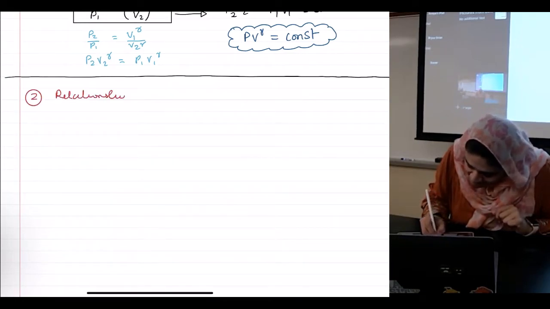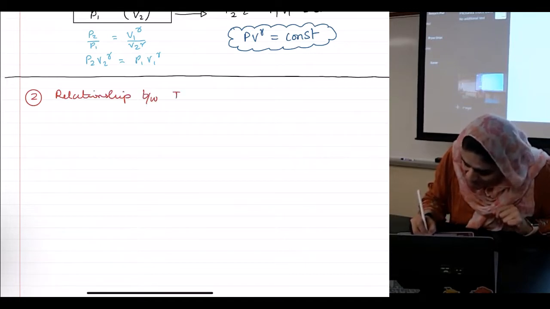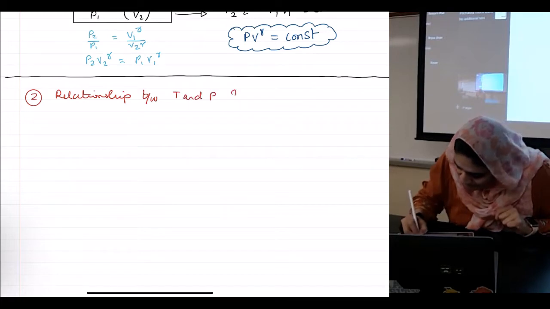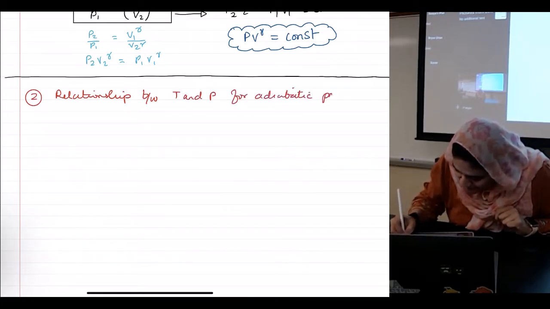Relationship between T and P for adiabatic processes.